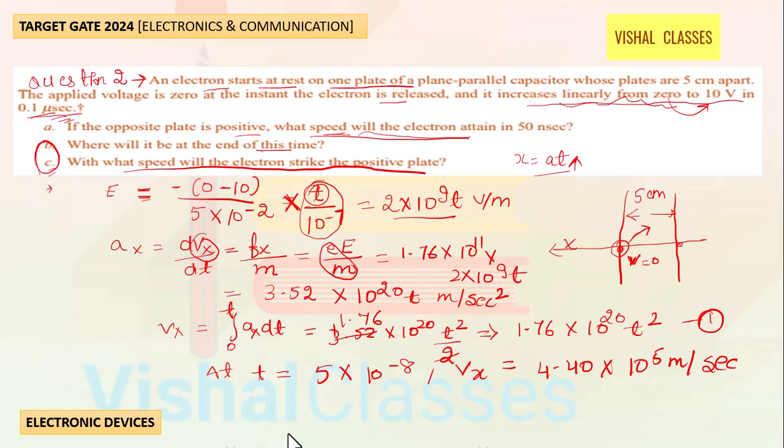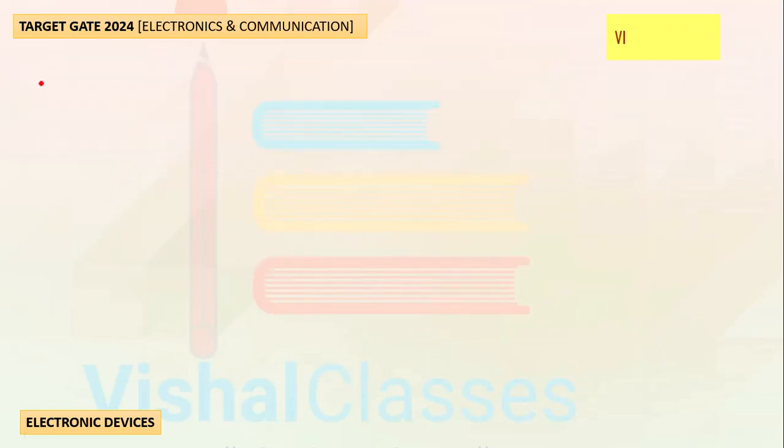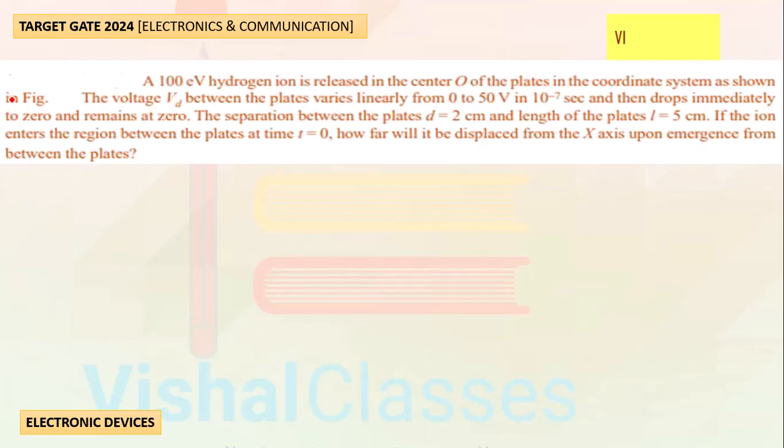Next, let us see the third question. A 100 electron volt hydrogen ion is released at the center O of the plates in the coordinate system as shown in the figure. Is the figure given or not? Okay, the figure is not attached. No problem.